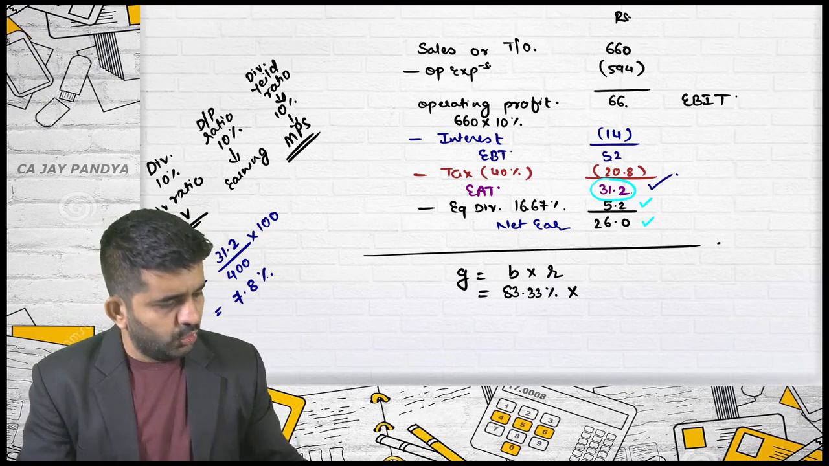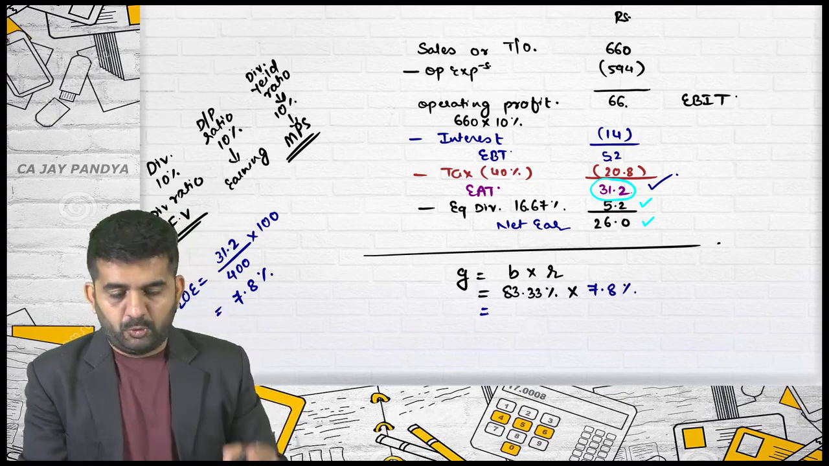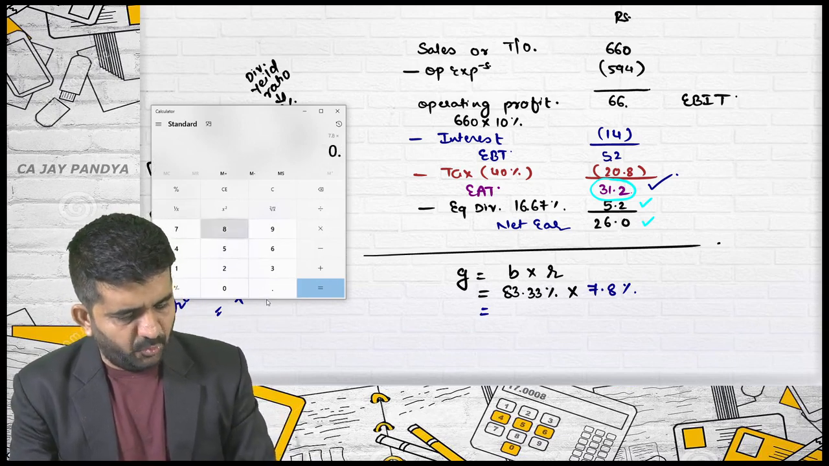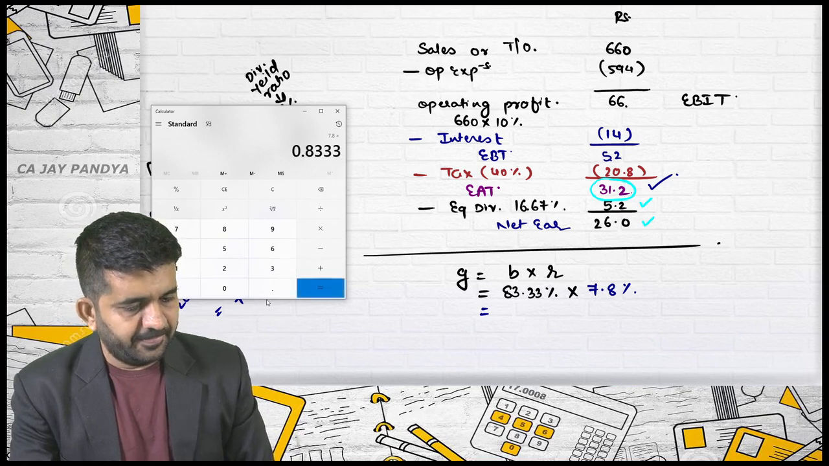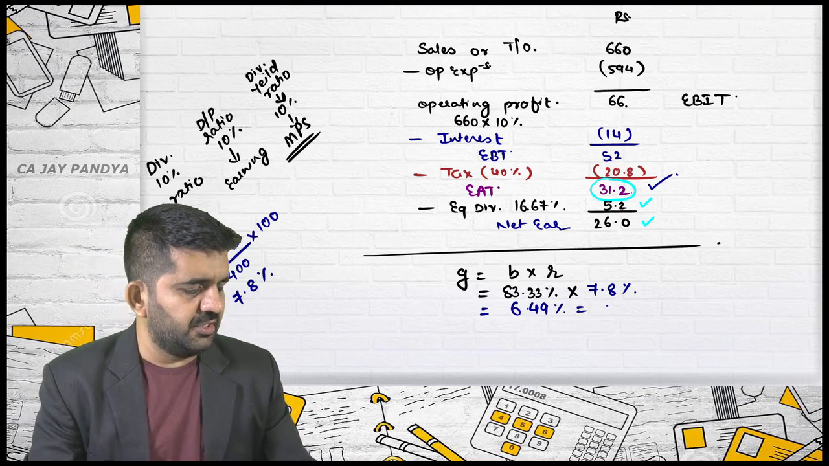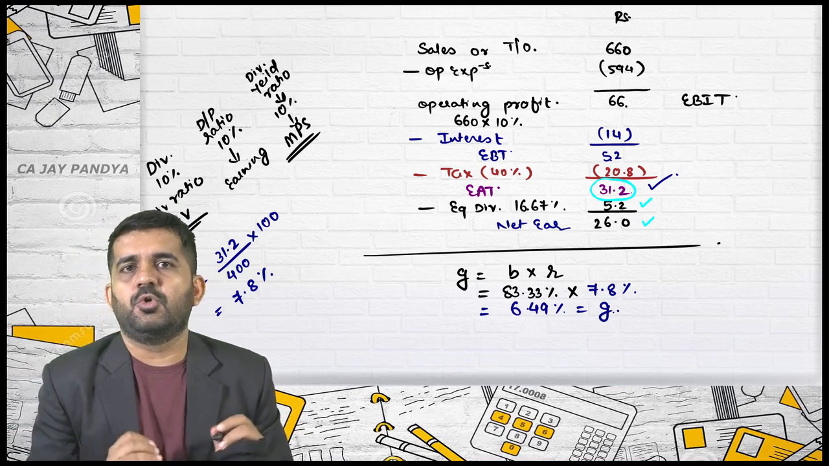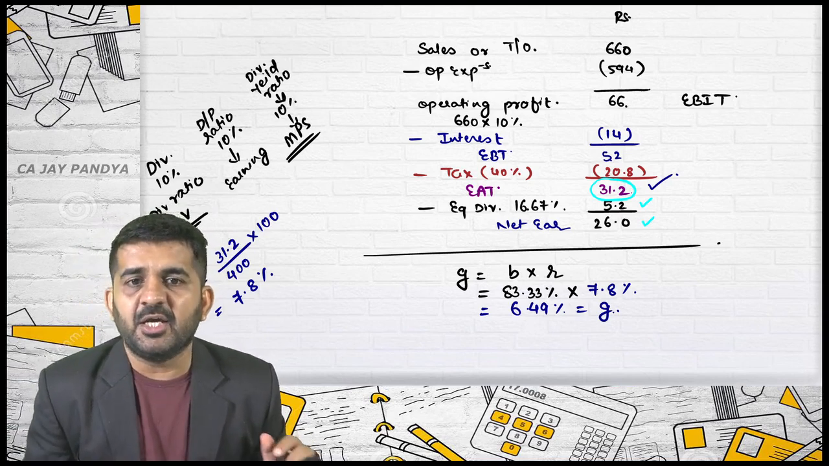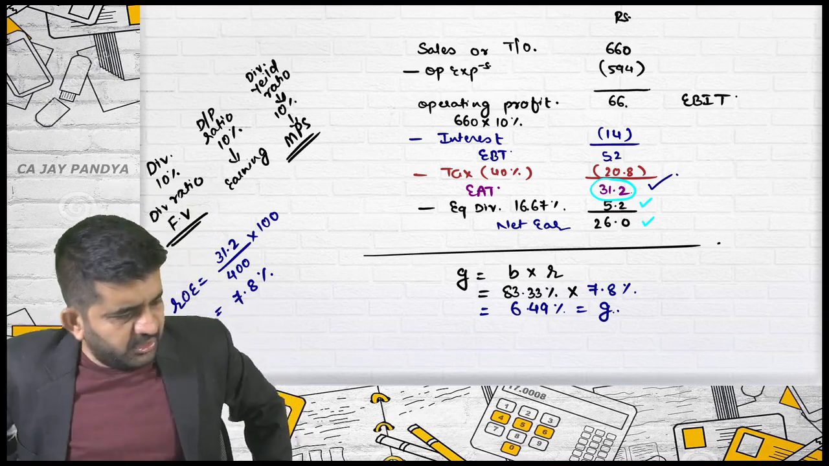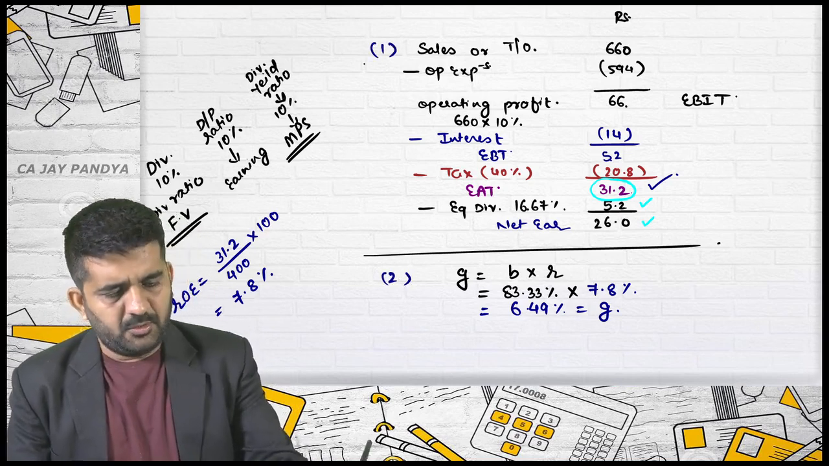Is it all right? So R is 7.8%. How to calculate this? Please try to concentrate. It is 7.8% multiplied by 0.8333. It is 6.49. 6.49% is nothing but my growth rate, which is nothing but a retention ratio multiplied by return on investment. Here I have taken return on equity. We can take any return on investment. Is it all right? So this is growth rate. That was question number 2. This was question number 1.